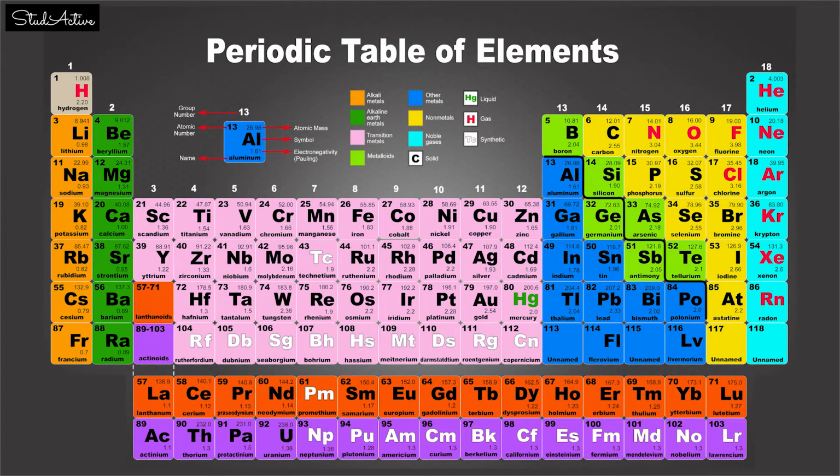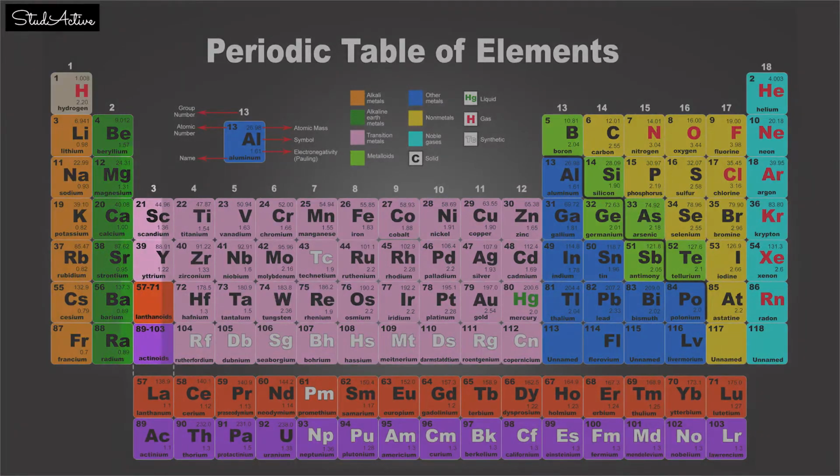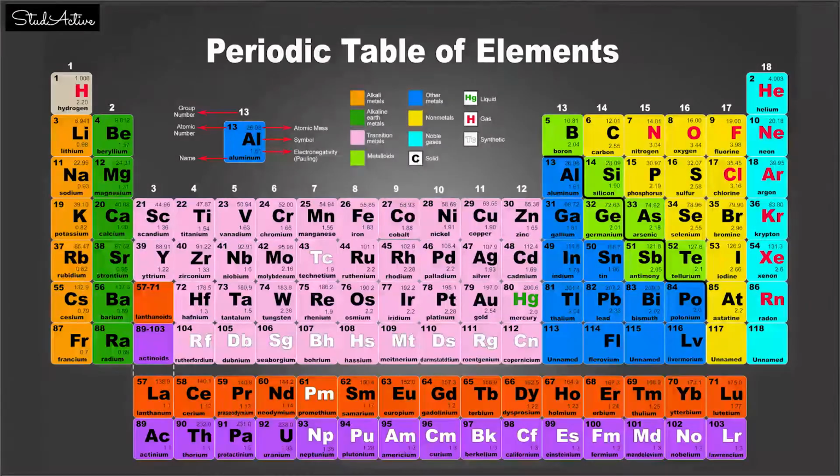Now, let us go to groups. We can see that there are 18 groups numbered from 1 to 18.